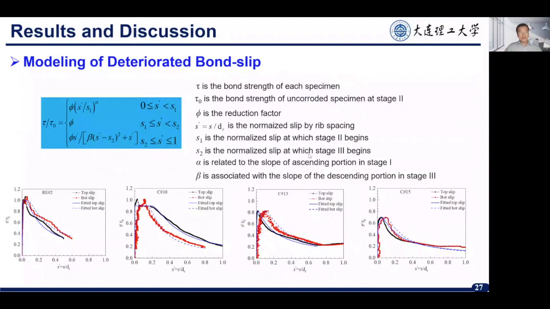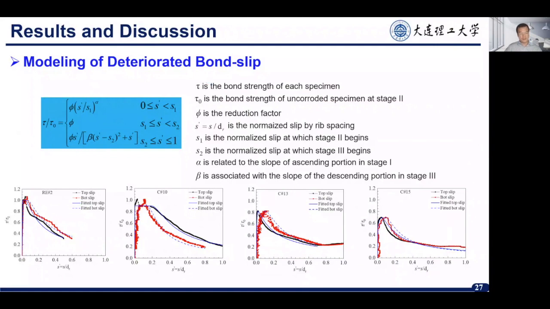And we propose, actually we modified, there's a model for the bond slip, and we modified this model from the literature and introduced reduction factors, and also alpha and beta. This model corresponds to the 3 stages of the bond-slip curves: stage 1, stage 2, and stage 3. So this is the physical meaning of these parameters.